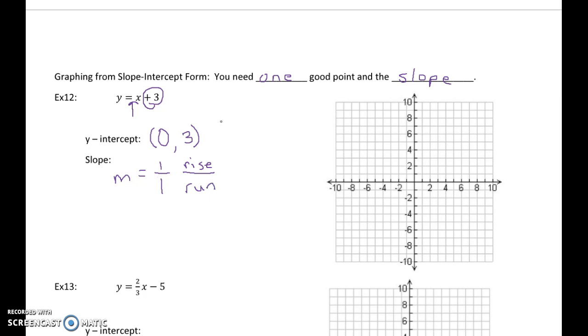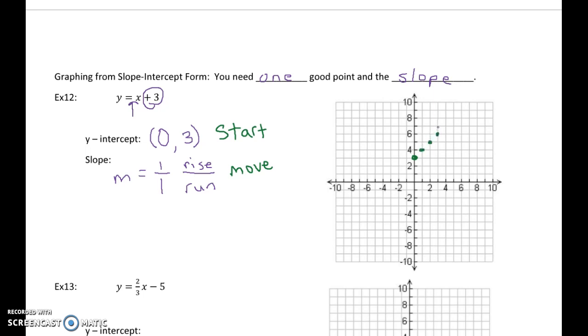So we're going to start at our y-intercept, and we're going to move based on the slope. So we're going to start at 0, 3. We're going to move up 1 because it's positive and to the right 1. So from this new point, up 1 to the right 1, next point. Up 1 to the right 1, next point.